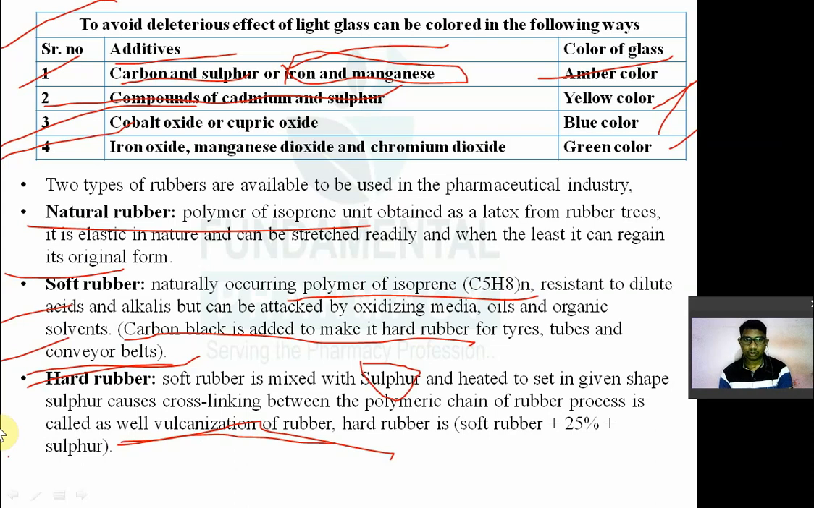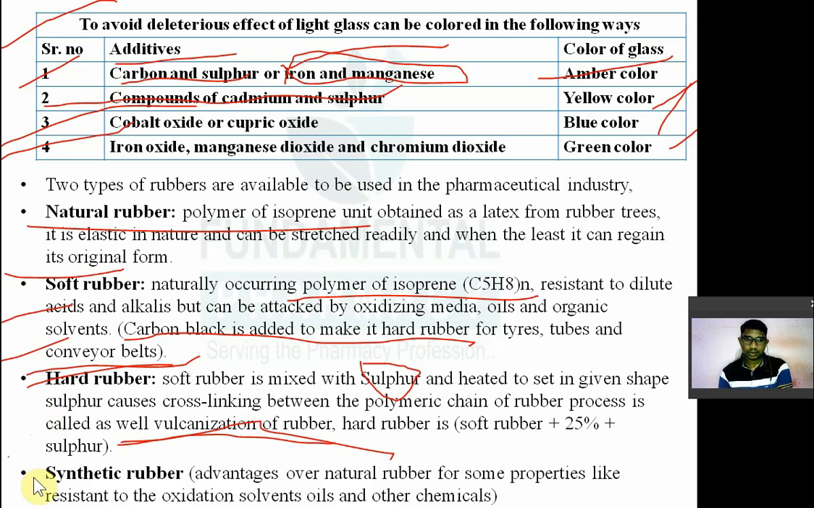Now we'll see the next point, that is synthetic rubber. Types of rubber: natural rubber, soft rubber, hard rubber and synthetic rubber. Synthetic rubber will have an advantage over natural rubber in some properties, like resistance to oxidation, solvents and other chemicals. So synthetic rubber is resistant to oxidation. It can withstand solvents, oils and chemicals.